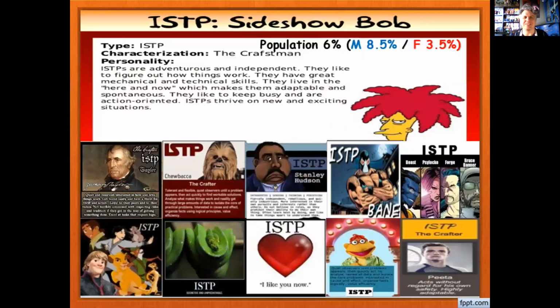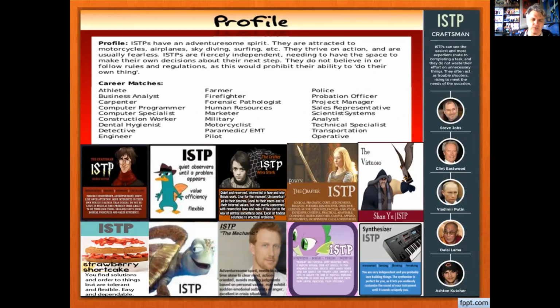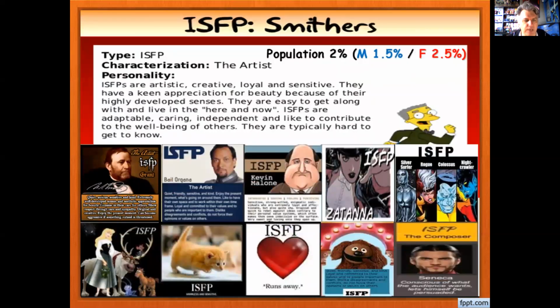Then we go to our next group, which is the ISTPs, going back to the introverted group, adventurous and independent, like to figure out how things work, very practical, like to keep very busy, action oriented. And if you take a look over here, you've got, what was his name? Platypus. Perry? I think it was Perry. Thrive on action. Usually fearless in these sorts of ways. And you've got a little bit of Steve Jobs there, but also a little bit of Vladimir Putin as well, and my dog.